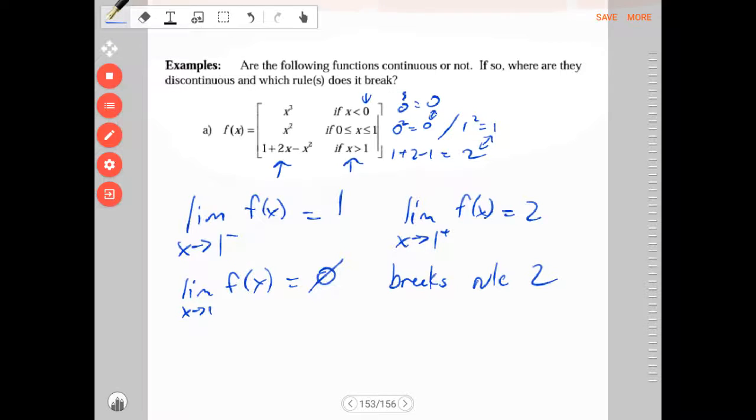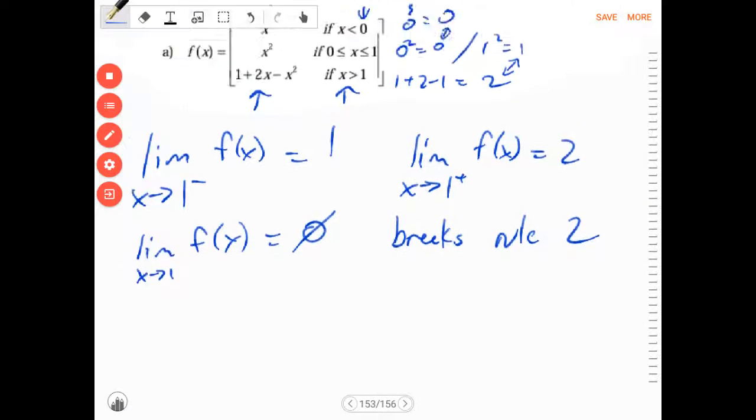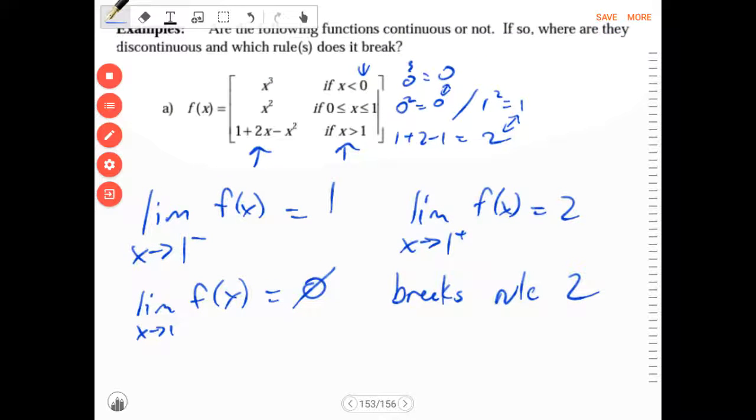If we have a quick sketch of this thing, we'll be able to see it really easily. But again, the whole point is for us to be able to figure it out without necessarily graphing all the time.